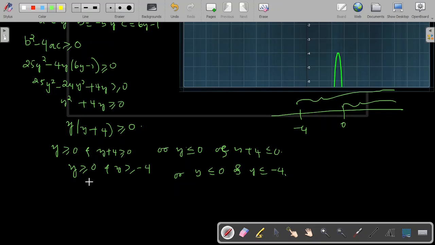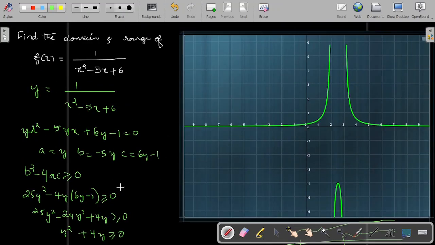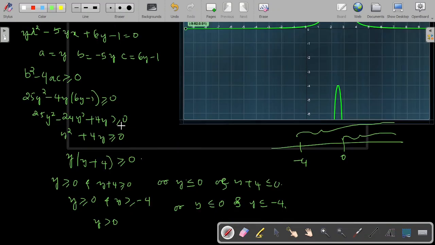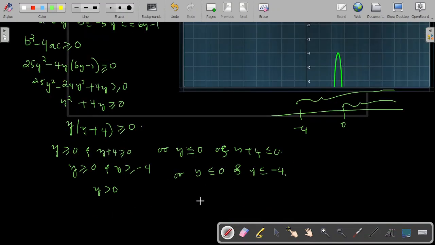But I won't take equal to 0, I'll take just greater than 0, because this function can never give you output 0 for any value of input x, because the numerator is fixed. 1 divided by any value can never be equal to 0. Suppose you equate this to 0, then it becomes 1 = 0, which is impossible. Hence, y can't be equal to 0, so y > 0.